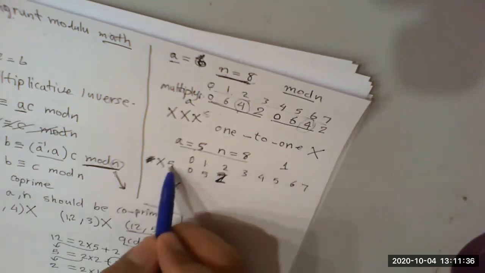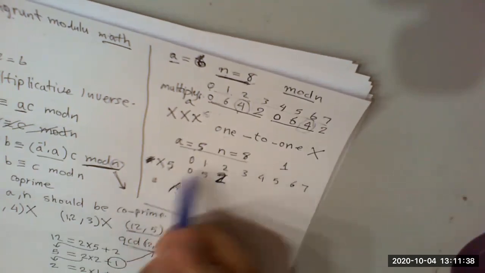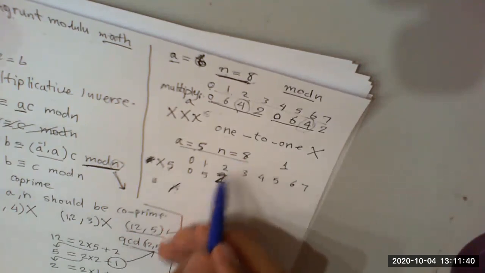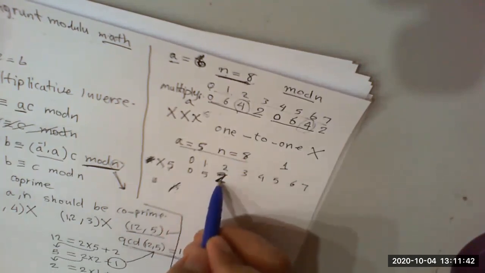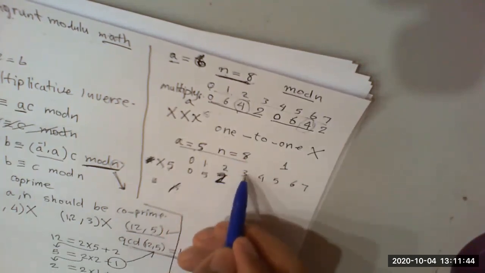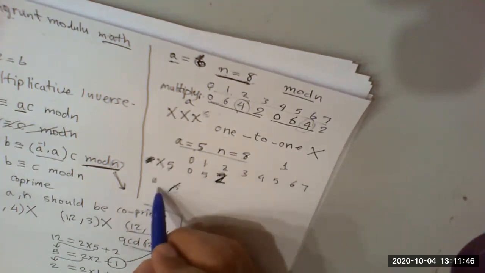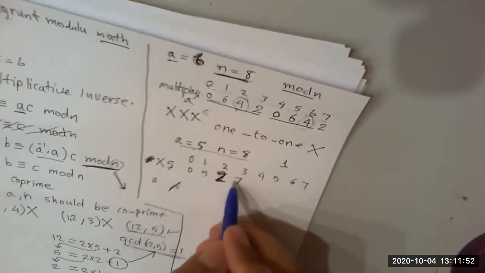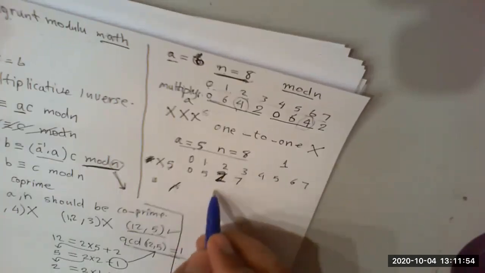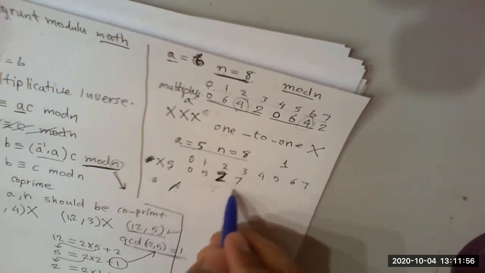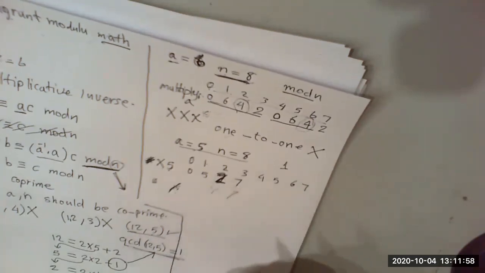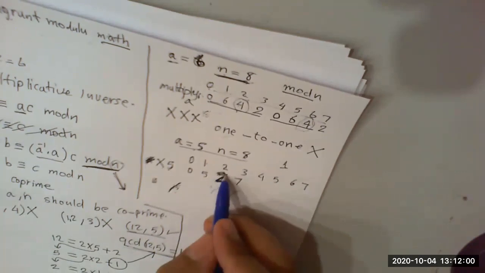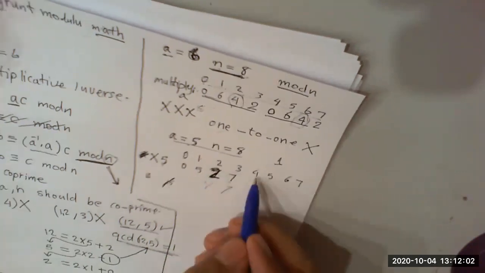Yeah, 2 multiplied by 5 is 10. So the remainder after division by 8 is 2. 3 by 5 is 15. The next one is 7. That's why I'm confused, because I expected to have only one 7, so I found two 7s. So I see that there is a problem. Now it is okay, 2 and 7 is okay.